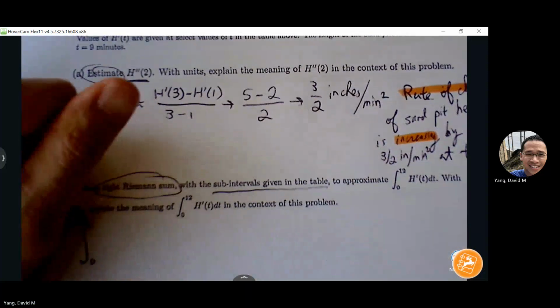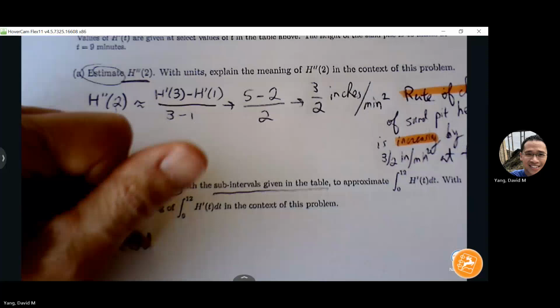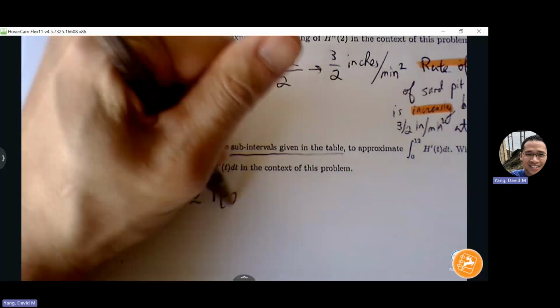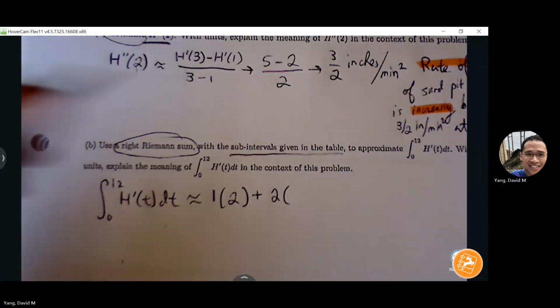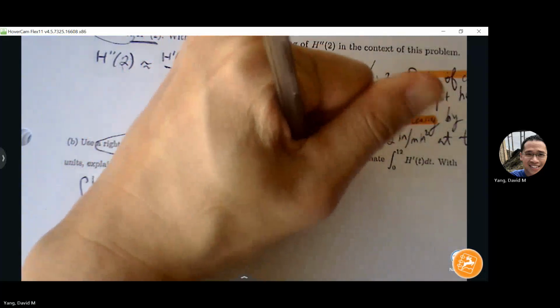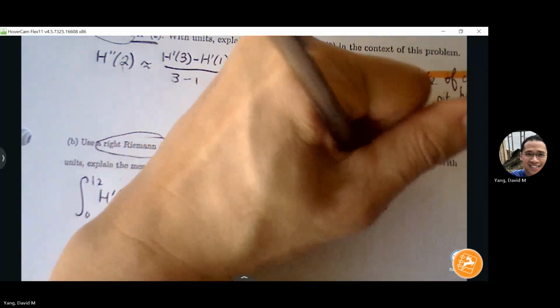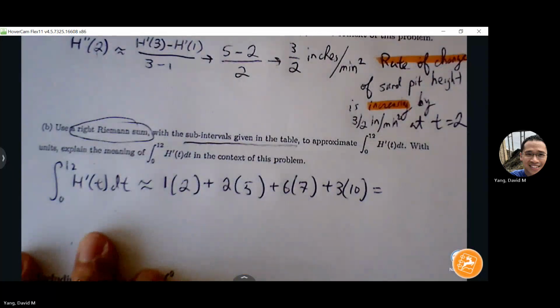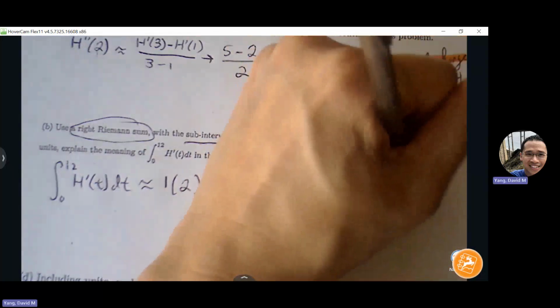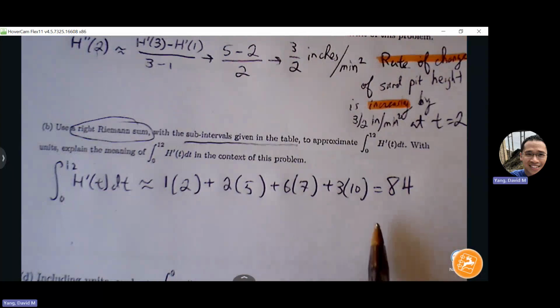So squiggly line to indicate an approximation. So width of 1, height of 2. Width of 2, height of... second rectangle has a height of 5. Okay, let me just go down the line, right? So we add that up. It gives us 84. And what is our units of measure going to be now? Just inches. Okay.